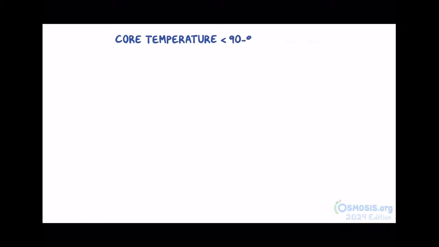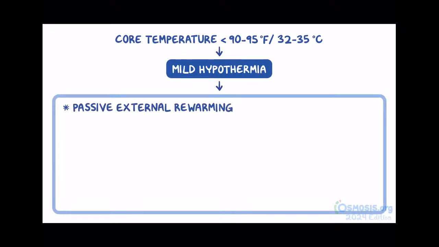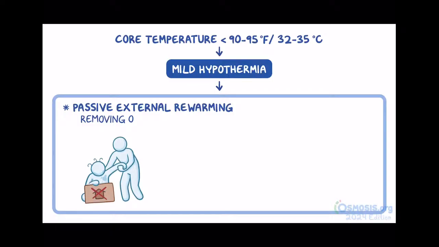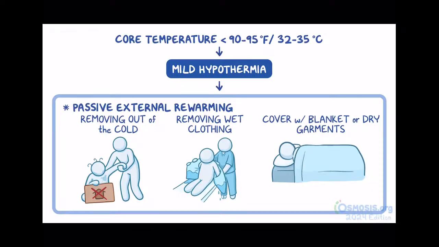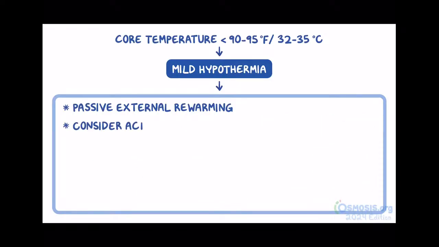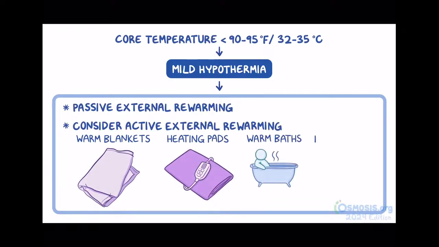Alright. If the patient's core temperature ranges between 90 and 95 degrees Fahrenheit or 32 and 35 degrees Celsius, you can classify it as mild hypothermia, so begin passive external rewarming. This includes removing the patient out of the cold if possible, removing any wet clothing, and covering the patient with a blanket or dry garments. If the patient doesn't respond to passive external rewarming, consider active external rewarming with warm blankets, heating pads, warm baths, or forced warm air.